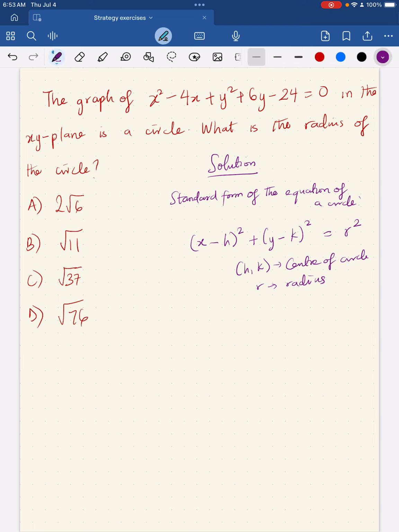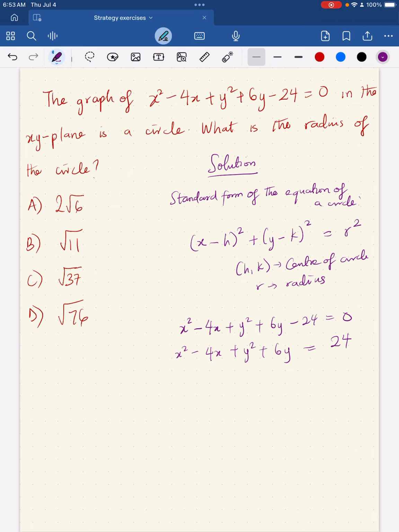So let's rewrite that equation. We have x squared minus 4x plus y squared plus 6y minus 24 equals 0. Now we can rewrite this as x squared minus 4x plus y squared plus 6y equals 24. Okay. Now I will show you a trick here. This trick is called completing the square.